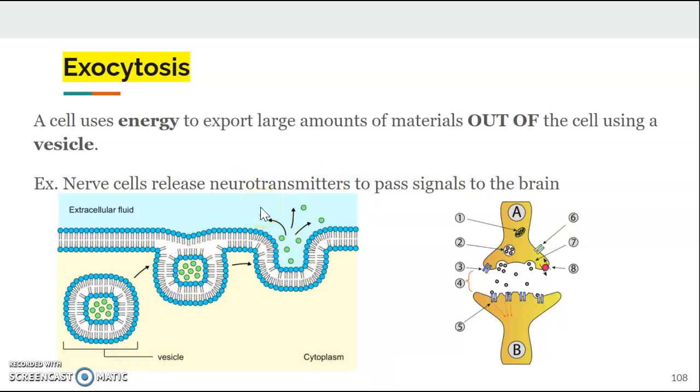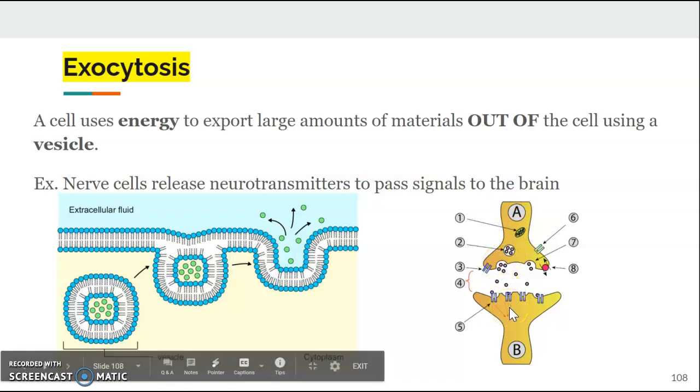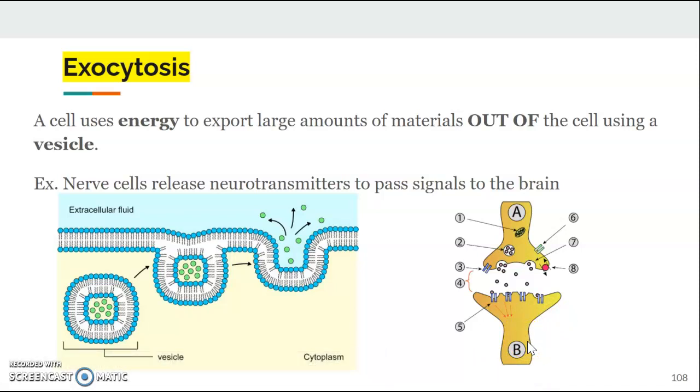The best example of a cell that uses exocytosis is your nerve cell. So here's one. Here's the vesicle. It fuses with the membrane and it gets the thing out of the cell. Of course, on the other side of that, you'll have endocytosis happening to get it into another cell to transfer the signal to your brain. All right, so that is it for cellular transport, guys.